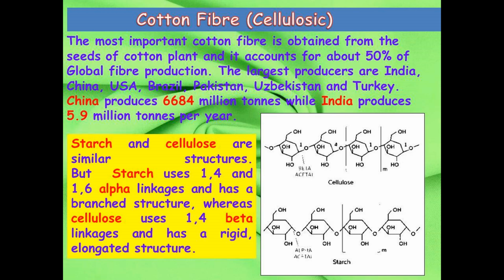Starch and cellulose have similar structure, but starch uses 1,4 and 1,6 alpha linkages and has a branched structure, whereas cellulose uses 1,4 beta linkage and has a rigid elongated structure. The cellulose structure is shown above in the figure, and starch is below. The figure clearly shows that there is little scope for formation of hydrogen bonds in the case of starch, while a lot of hydrogen bonds can be produced in cellulose, resulting in a very strong, not solid, water insoluble polymer.